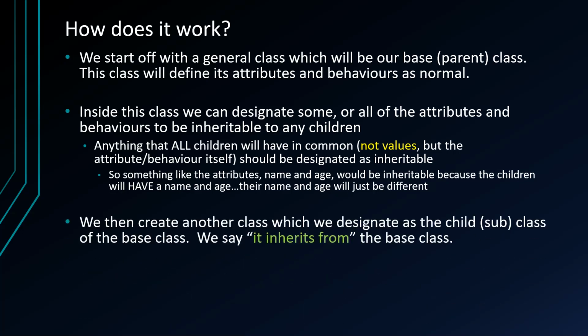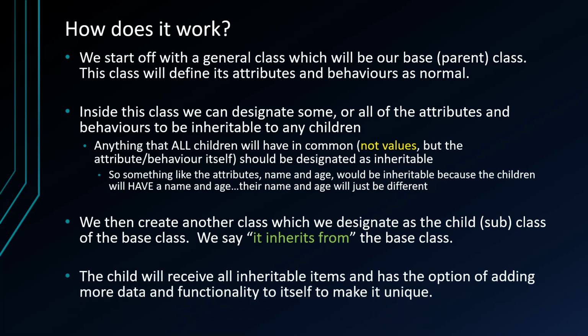So we then create another class. We have our base class. Now we're going to create another class which we're going to designate as the child class of that base class. We can say it inherits from the base class. So my cat inherits from pet. The child is going to receive all of the inheritable items, so attributes and behaviors, and has the option of adding more data and functionality to itself to make it unique.